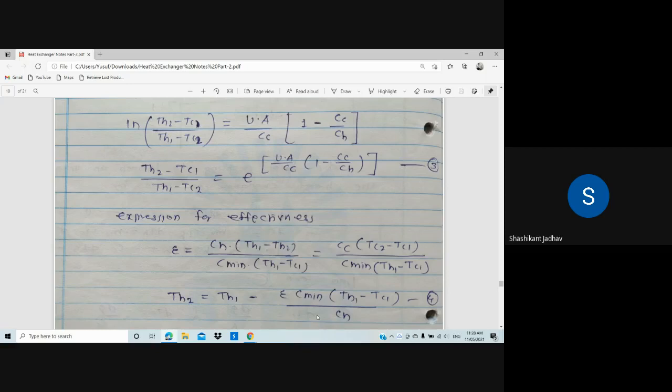Okay. And similarly, from epsilon is equal to Cc into bracket Tc2 minus Tc1 divided by C minimum into bracket Th1 minus Tc1, we have to write down the equation for Tc2. Tc2 is equal to Tc1 plus epsilon into C minimum into bracket Th1 minus Tc1 divided by Cc. That is equation number 5.